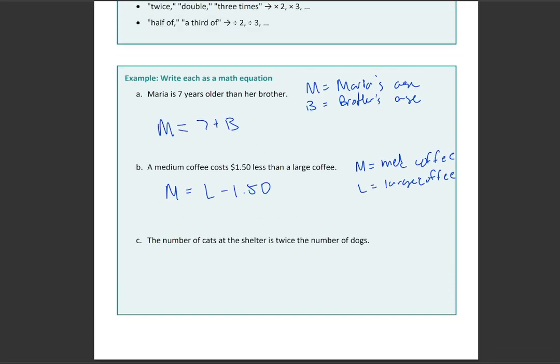We'll have one more example here. The number of cats at the shelter is twice the number of dogs. So D is the number of dogs. C is the number of cats. So if the number of cats is twice the number of dogs, I need to double my number of dogs to get to my number of cats. So I need to do twice my number of dogs to get to the number of cats. So if I have 10 dogs and I multiply it with 2 and get 20 cats, that means that the number of cats is twice the number of dogs.